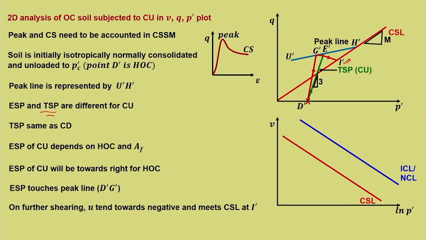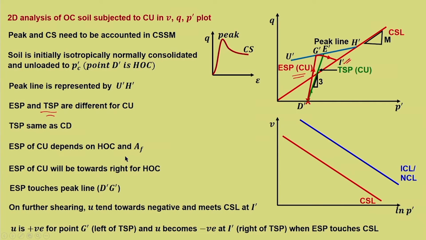So, this much detailing we have not done in our earlier lecture. So, in the critical state framework, we understand this clearly how the shearing happens. So, this is the effective stress path for consolidated undrained, and this is the total stress path. So, U is positive for point G dash. Now, this is the point which I was trying to make. Now, this is the total stress path. This point G dash is towards the left.